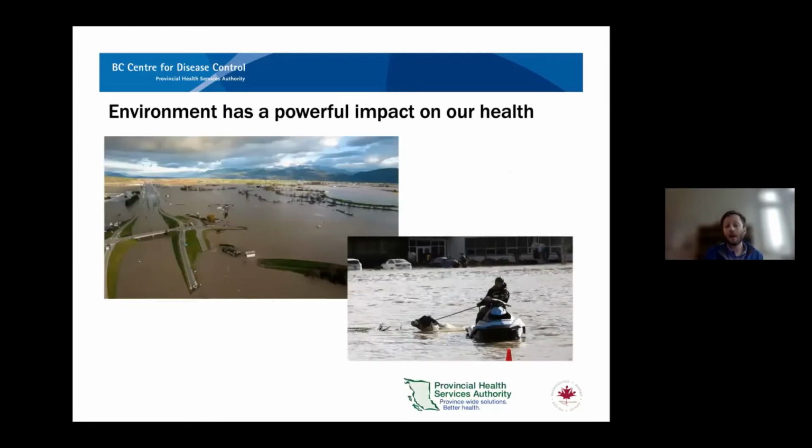So, I'm in BC right now, as many of us are, and we really have had a very powerful example in the past week of the impact of the environment on our health. Our thoughts really go out to all those people affected by the floods that we've all seen here and the impacts that has had on food security, on water quality, on health infrastructure. So we really see a very vivid example of the effect that the environment has on our health.